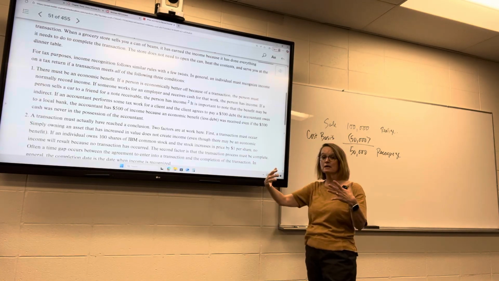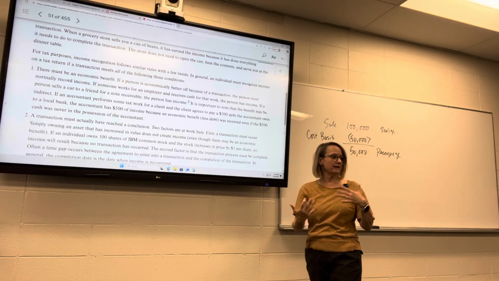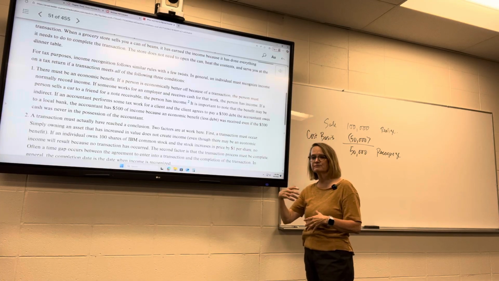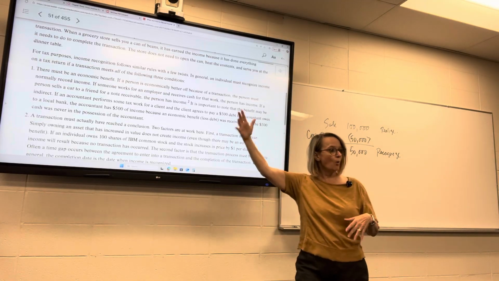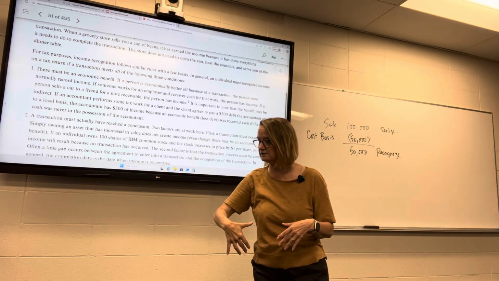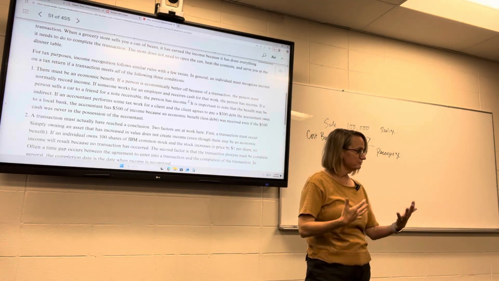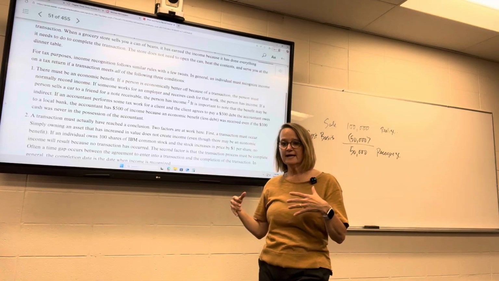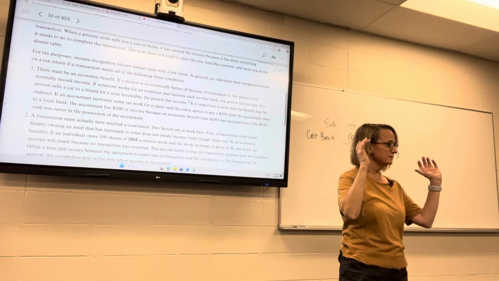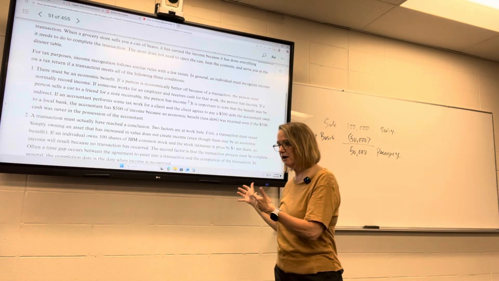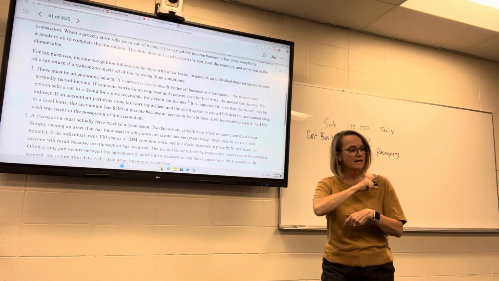But you're still economically better off, either because your assets have increased or your liabilities have decreased. So if you want to think of it in terms of the accounting equation, if somehow your equity is increased, you're economically better off, right? So that's one of the things that has to happen.